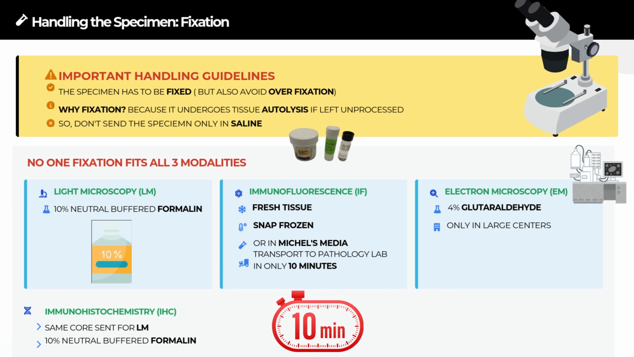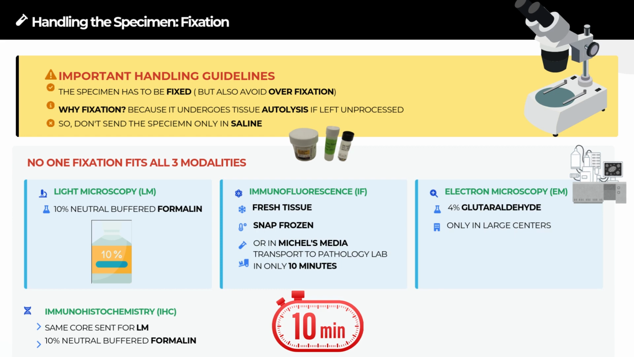Moving to handling the specimen and fixation, these are important handling guidelines. The specimen should be fixed, but also avoid overfixation, which will be explained later. Why fixation? Because the tissue undergoes autolysis if left unprocessed. So don't send the specimen only in saline. This is not effective, and no one fixative fits all modalities. In light microscopy, we use 10% neutral buffered formalin. If you have no phosphate for buffering, you can use salt tablets, but at least it should be neutral, 10%.